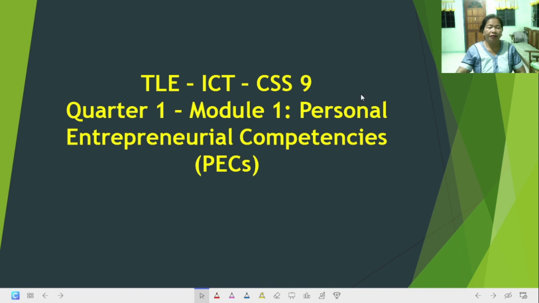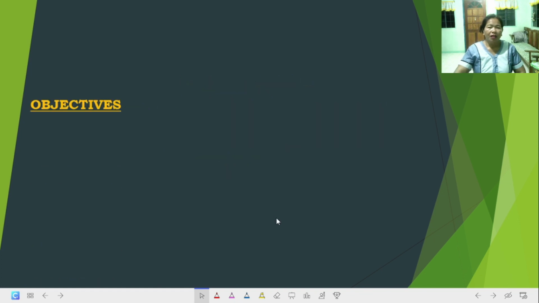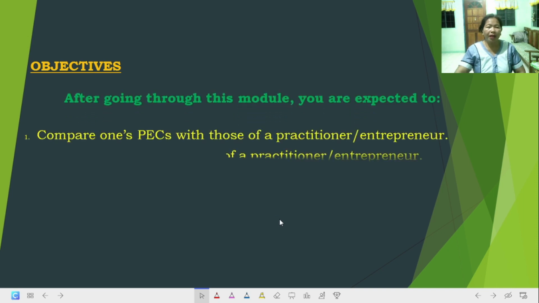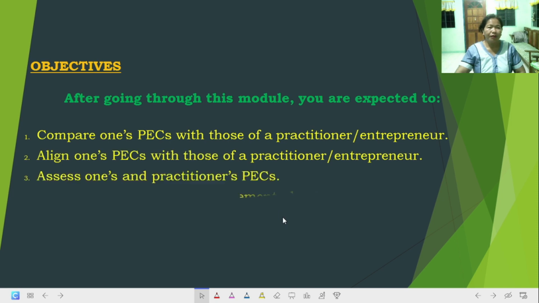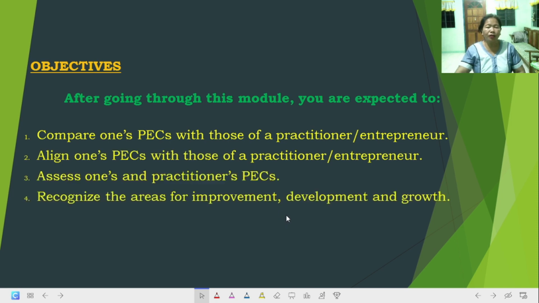In this subject, at the end of the lesson or this module, there are 5 competencies that you need to learn. First is compare one's PECs with those of a practitioner and entrepreneur. The second one is align one's PECs with those of a practitioner or an entrepreneur. Number 3, assess one's PECs with those of the practitioners. Number 4, recognize the areas for improvement, development, and growth.